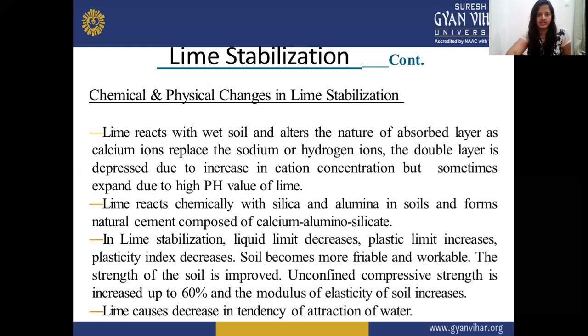Chemical and physical changes due to lime: lime reacts with wet soil and alters the nature of the absorbed layer, as calcium ion replaces the sodium or hydrogen ion. The double layer is suppressed due to increase in cation concentration, but sometimes expands due to the high pH value of lime. Lime reacts chemically with silica and alumina in the soil and forms natural cement composed of calcium aluminosilicate. The Bogue compounds produced in cement can be generated naturally because these chemicals are quite similar, and they react very well.